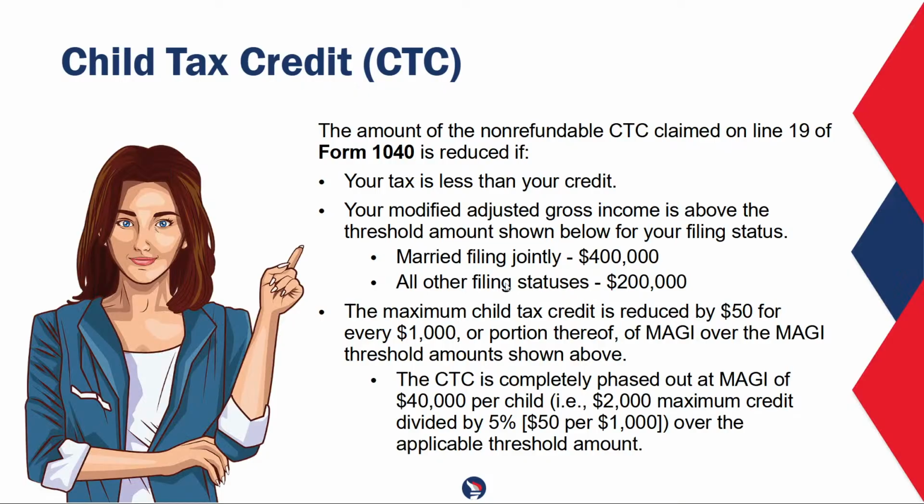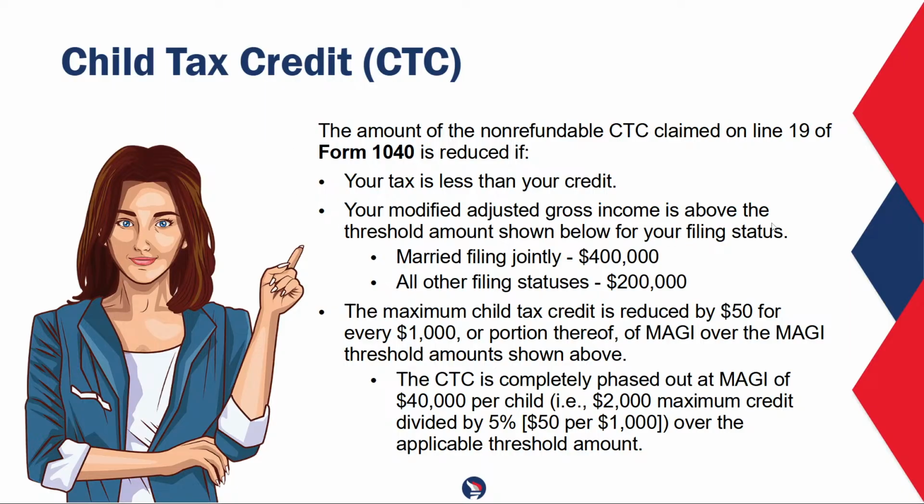The amount of non-refundable child tax credit is claimed on line 19. It's reduced if your tax is less than your credit. Well, of course, it's a non-refundable credit. So if I only owe $500 in tax and I qualify for a $2,000 credit, but it's non-refundable, I only have a $500 credit because that's all I needed.